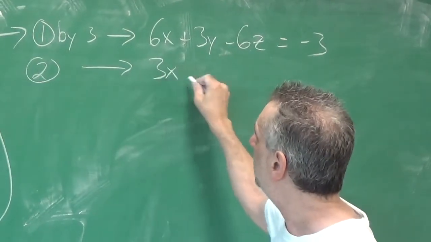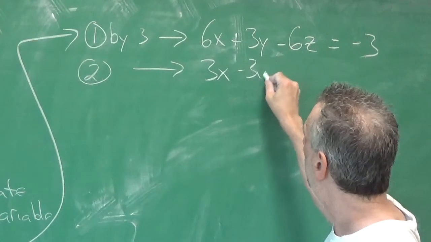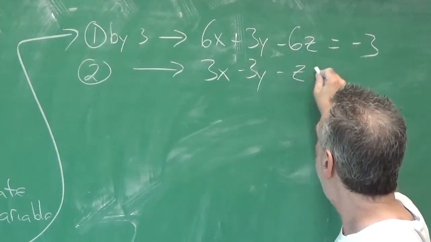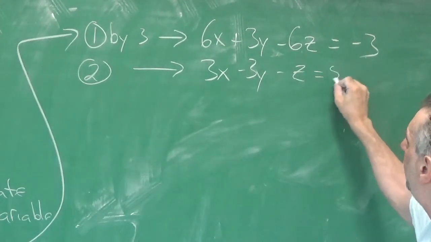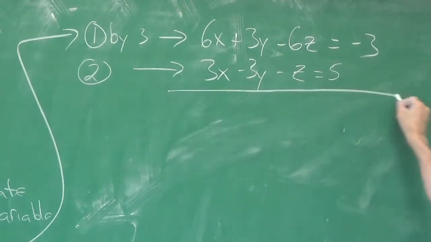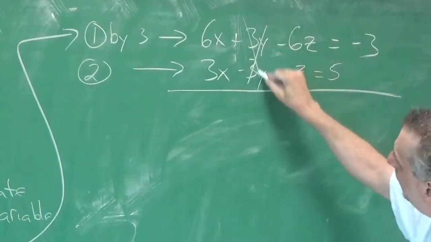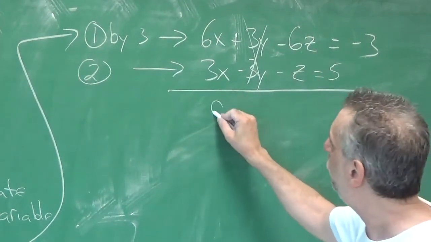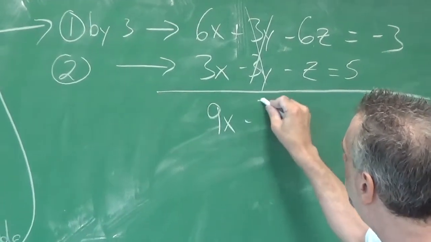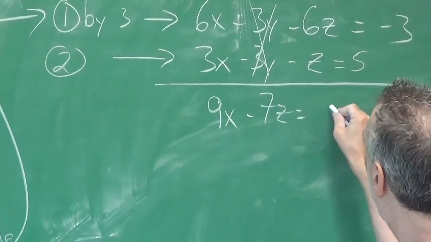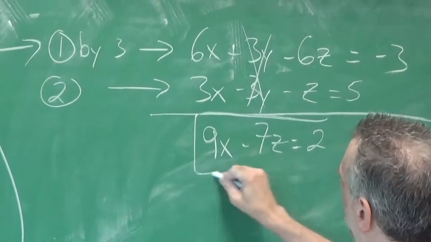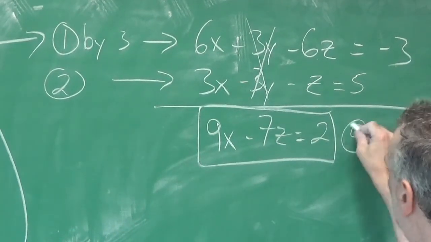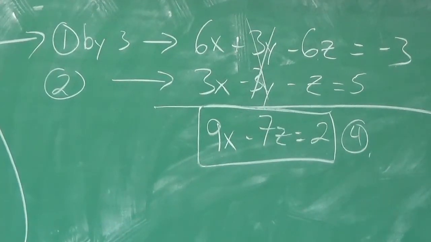So I get 3x minus 3y minus z equals 5. Okay, so I add those together, eliminating the y. So now I have one equation with two variables. I'm going to call that equation 4, because it's a new equation. Okay? So that was my first step.